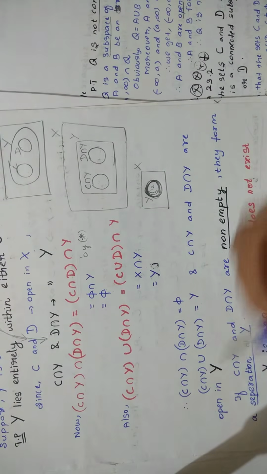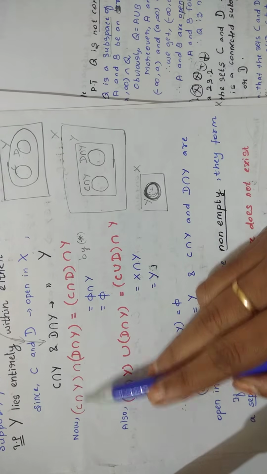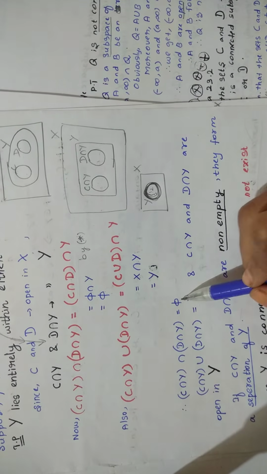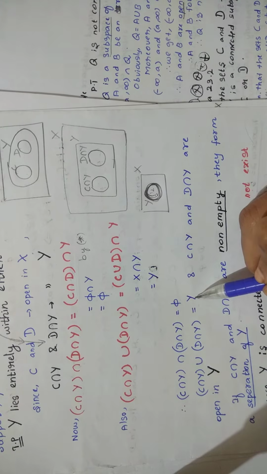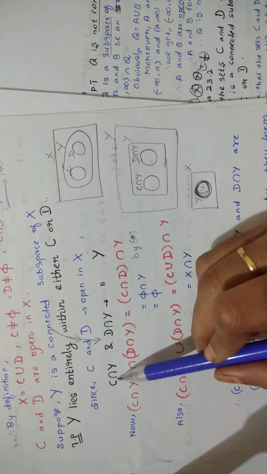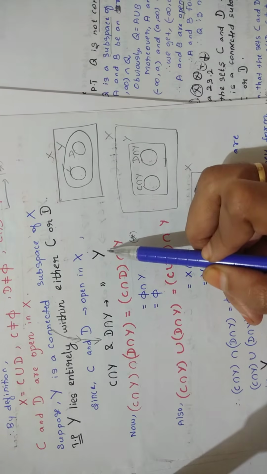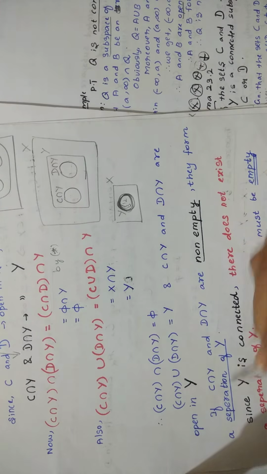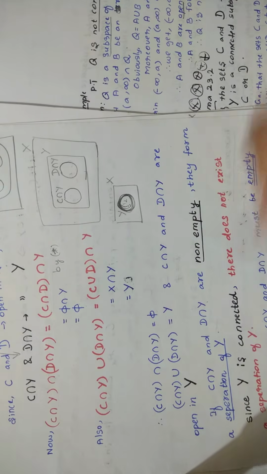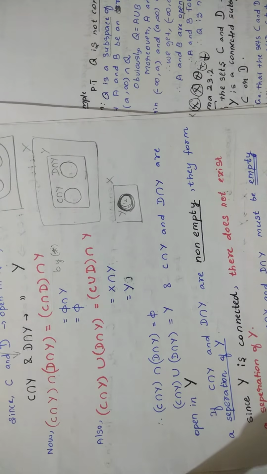Now when you find C intersection Y intersection D intersection Y, you are getting empty. When you find the union, you are getting Y. And you also have written that C intersection Y and D intersection Y are open in Y. So you have written three conditions of separation of Y. How many conditions? 3 conditions. Only one condition is remaining. What is that? C intersection Y and D intersection Y is non-empty. That is the only condition.